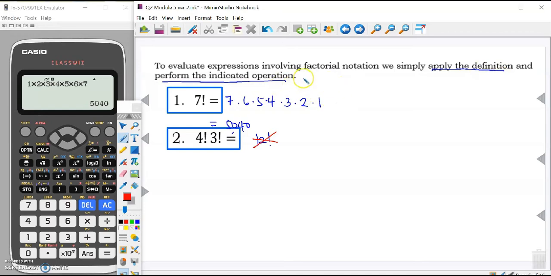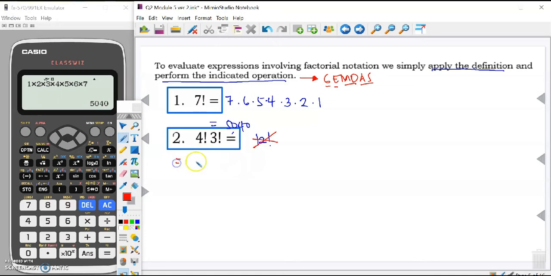Let's go back. When we perform the indicated operation, it is like doing what? Doing GEMDAS. Remember, GEMDAS stands for grouping symbol, exponent, multiplication and division, which is done from left to right, whatever comes first. When all is done, we do addition and subtraction from left to right. So that means, teacher, 4 factorial times 3 factorial is not equal to 12 factorial. We have to apply the definition first.